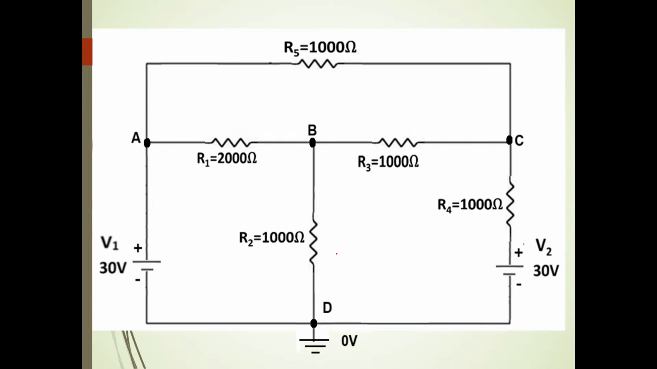Now, if you forget about the reference node, how many nodes are available here? Total 3 nodes. What are those nodes? Node A, node B and node C. So I didn't consider the reference node because we know the node voltage at the reference node is always 0. I just wrote 0 volts and forgot about it. So 3 nodes are there, A, B, C, therefore we can assume node voltages.